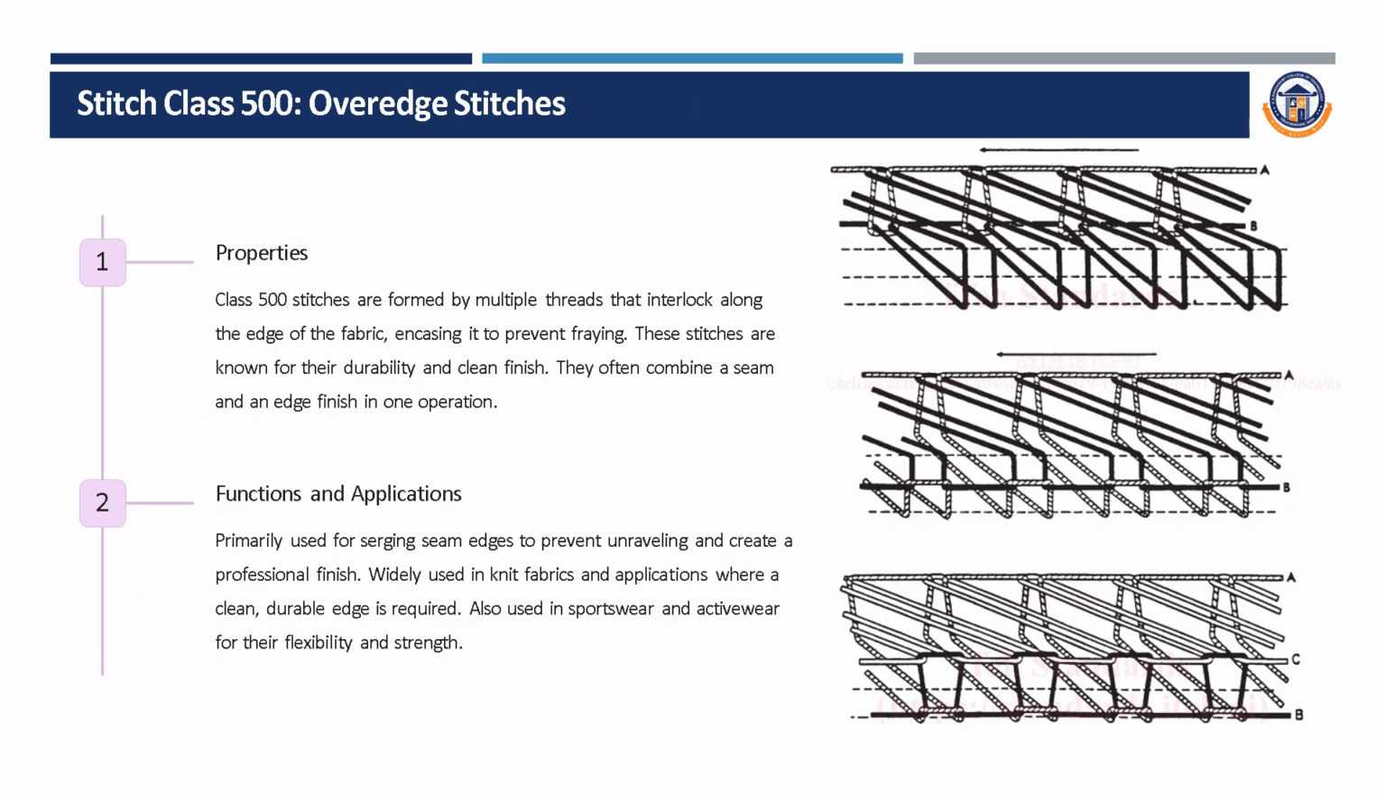Stitch class 500, overedge stitches. Properties of class 500: these stitches are formed by multiple threads that interlock along the edge of the fabric, encasing it to prevent fraying. These stitches are known for their durability and clean finish. They often combine a seam and edge finish in one operation.